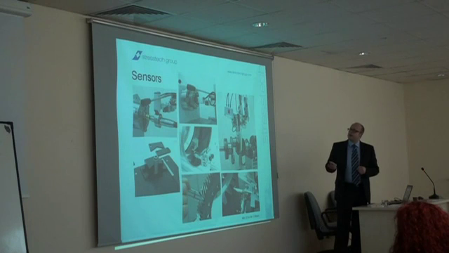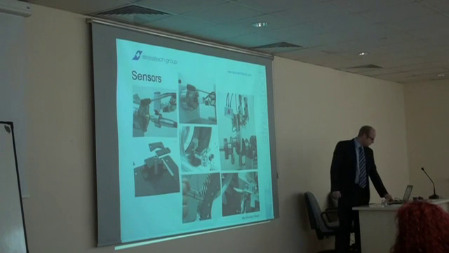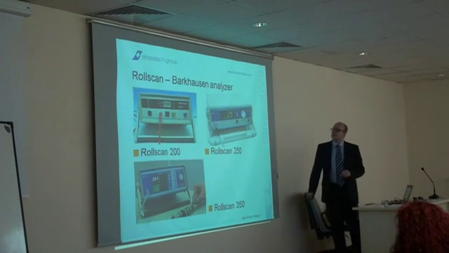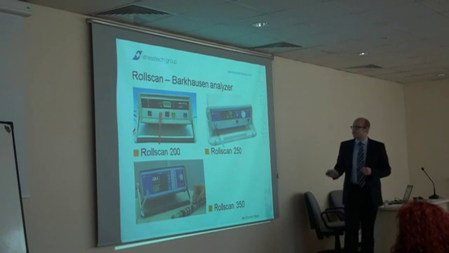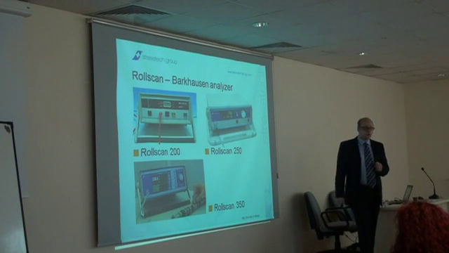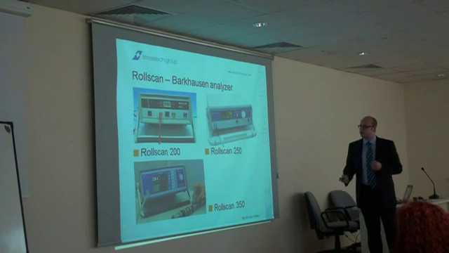And as you see here, we have more than 100 different kinds of sensors in different applications. Here are our Barkhausen analyzers. We have 3 different Barkhausen analyzers. This Roscan 200 has started to be quite old, but it's still useful. Many companies would like to use a Roscan 200 as well.